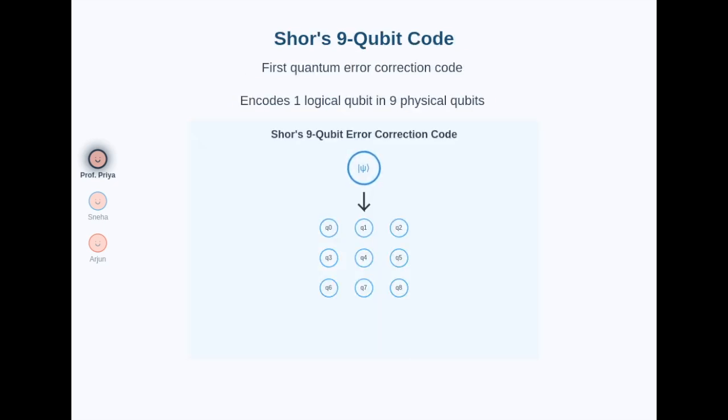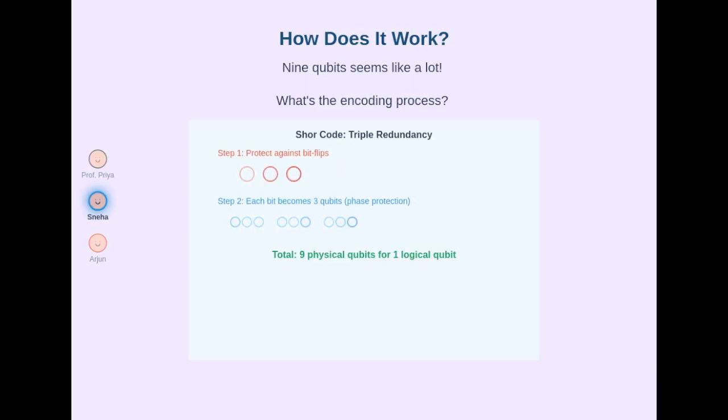Peter Shor, yes, the same Shor from Shor's algorithm, invented the first quantum error correction code. It encodes one logical qubit into 9 physical qubits using clever entanglement. 9 qubits does seem like a lot. How exactly does this encoding work? Can you show us the process?